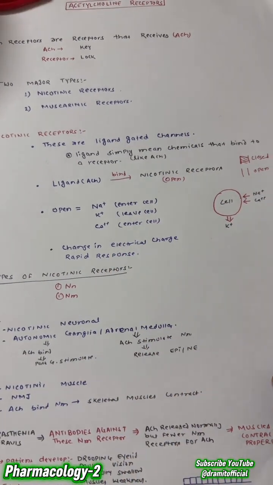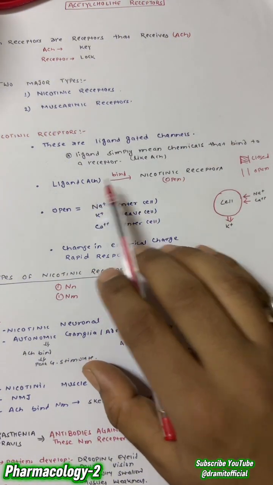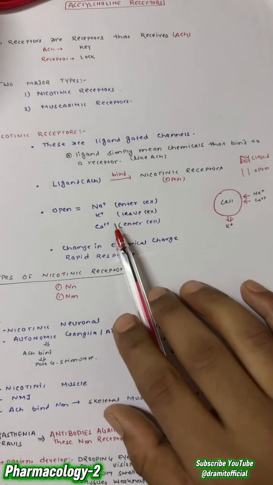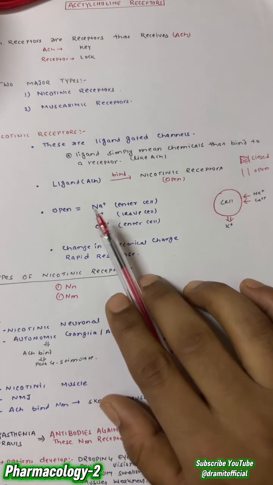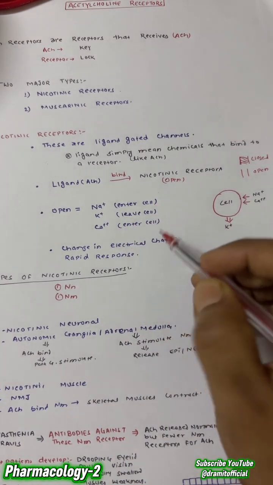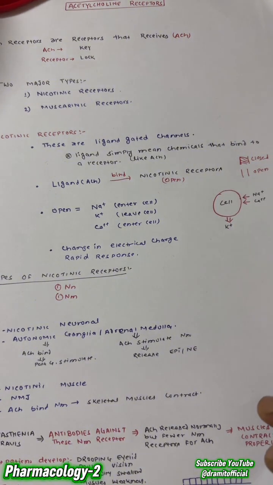So simply, when the ligand ACh binds to the nicotinic receptor, the door opens and lots of sodium and calcium will enter the cell, and potassium will leave the cell. That will change the electrical charge and the cell will start responding.